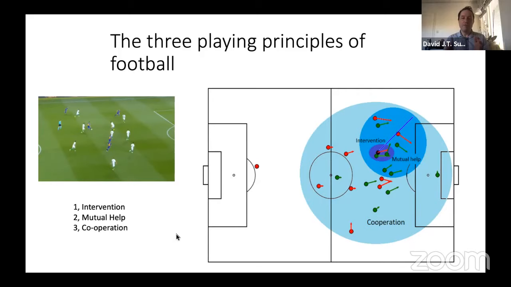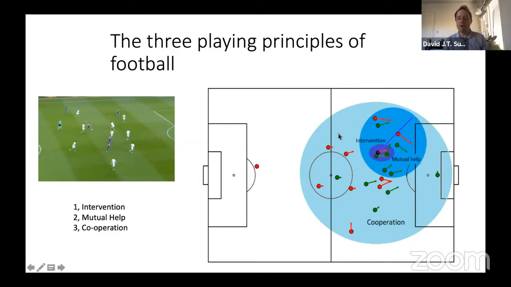The first zone is the intervention zone. That is the zone that's nearest to the player with the ball. This is a player with the ball here, represented from a top-down view. If you've got the ball, basically the rule is you should keep on the ball. Outside of this area, there's another zone called the mutual help zone. Inside that zone, the idea is you open up passing lanes so other players can pass to you. There's various things you might want to do, but this is where you're really actively involved with the play. Then further out, there's the cooperation zone.